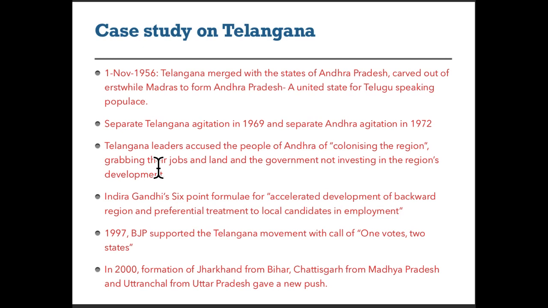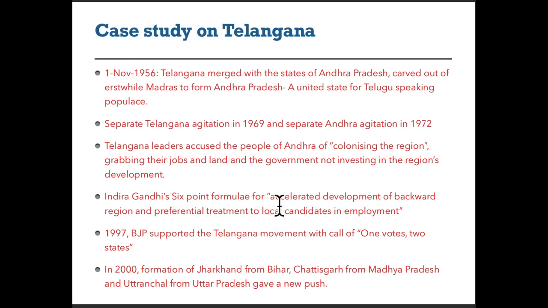For that purpose, the government did not agree, and Indira Gandhi formed a formula for accelerated development of backward regions. The idea was: we will not divide the two states, we will give more incentives so that the backward regions of those states can be more developed, and there will be preference to local candidates in employment. So there will be more preference to local candidates, so that the aspirations of the local people can be settled, and the demand for new states can be withheld.